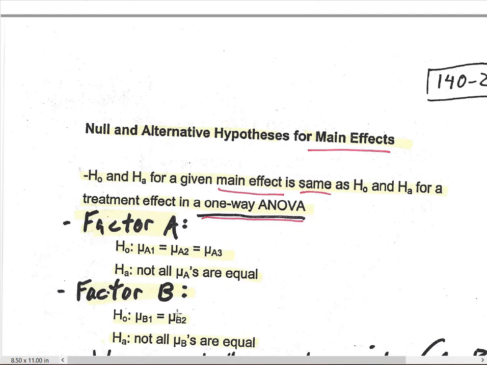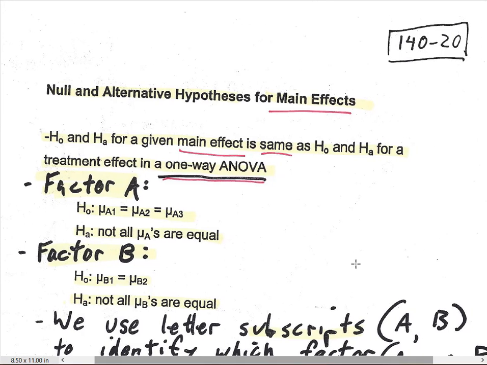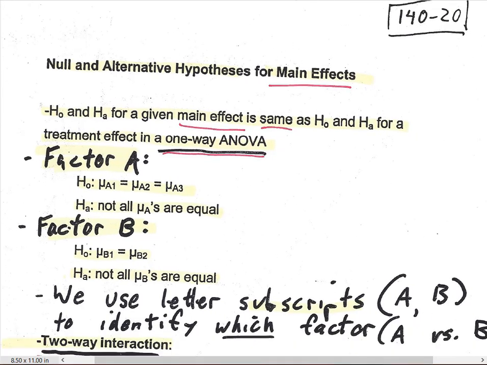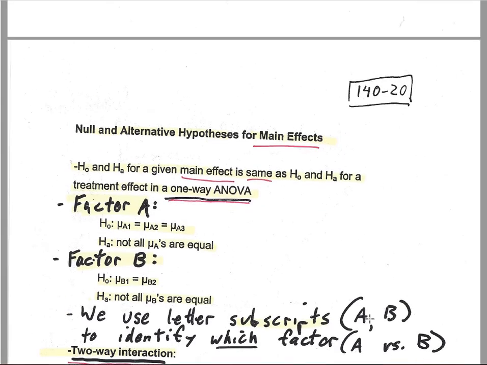This is the same way that we would state the statistical null and alternative hypotheses for an independent samples t-test, or for a one-way analysis of variance if we had only two treatment conditions. Notice the way that we stated these was pretty much the same way that we would state them for a one-way ANOVA, except we've got to use these letter subscripts to make it clear which factor we're talking about. I used A as the letter subscript when talking about factor A. I used B as the letter subscript when talking about factor B.